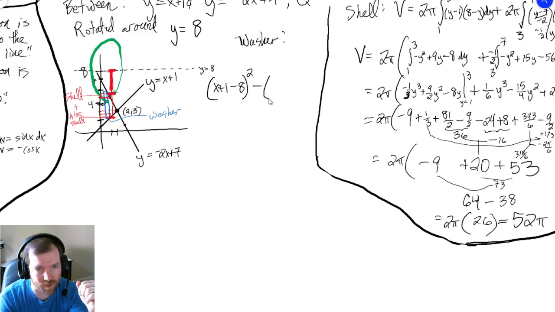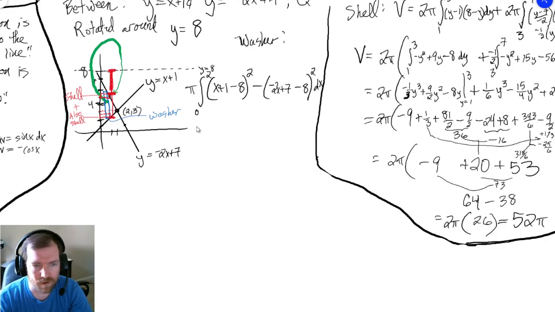Then we subtract from it the amount starting from negative 2x plus 7, and then subtract 8 to find that distance and square it. That's going to be our dx. That's going to be our washer method. And times pi. Oh man. All right. Pi times.